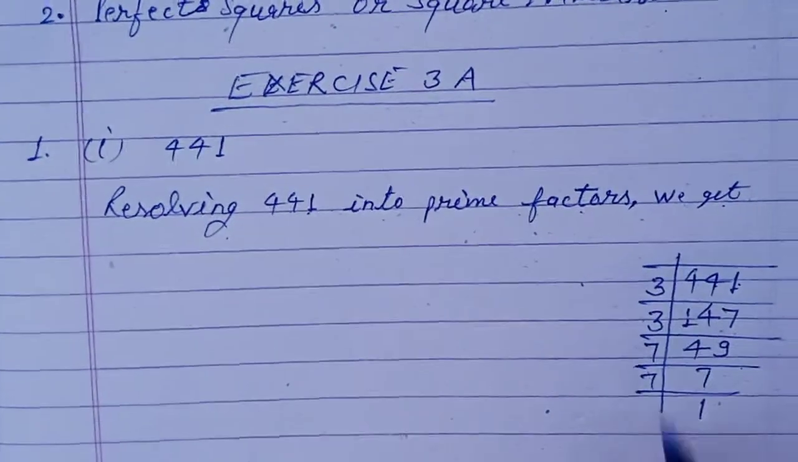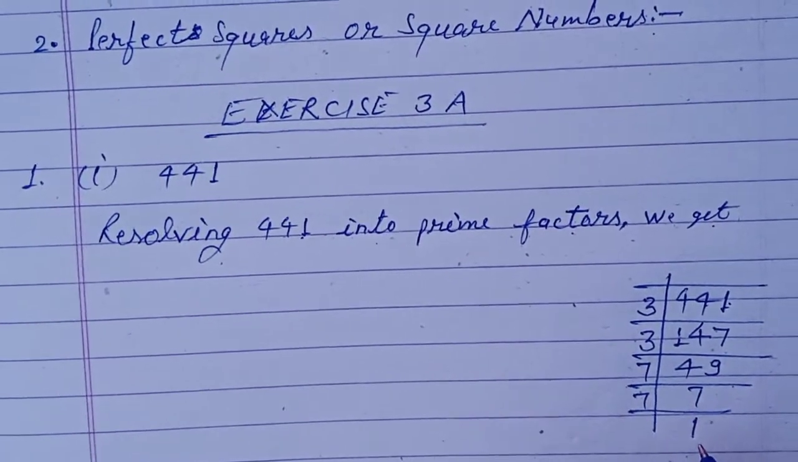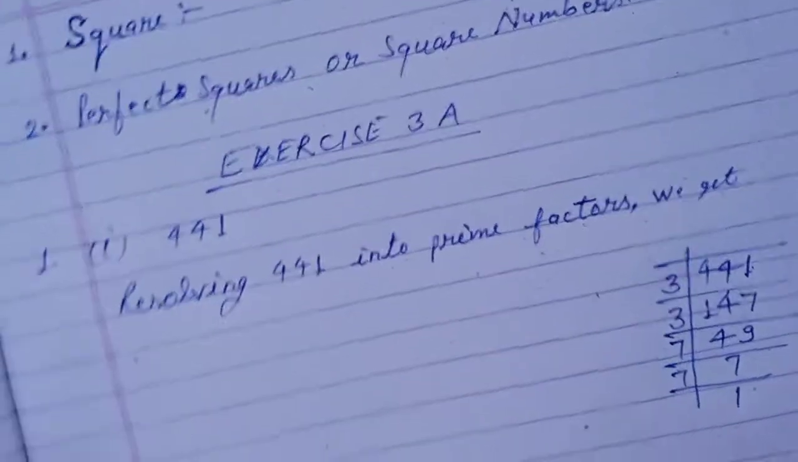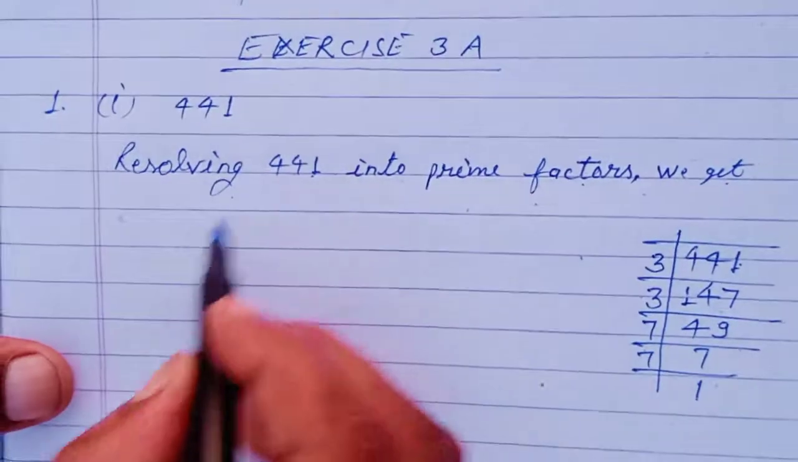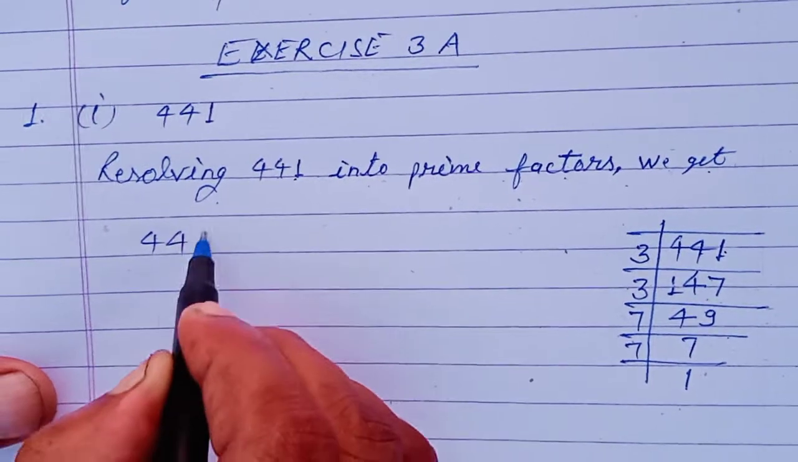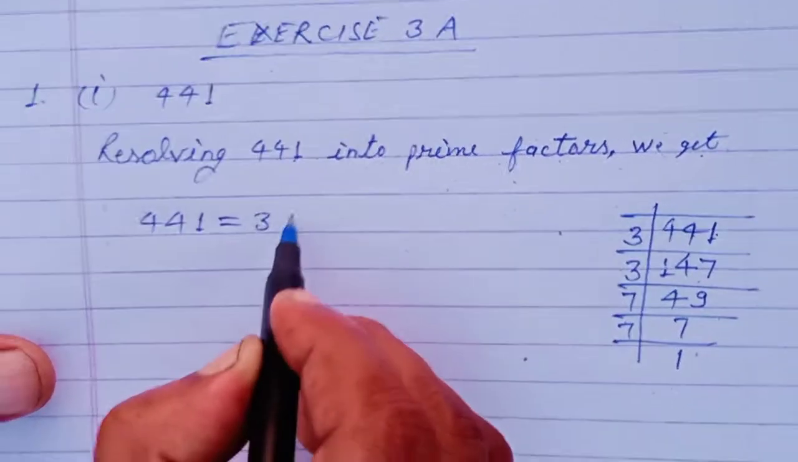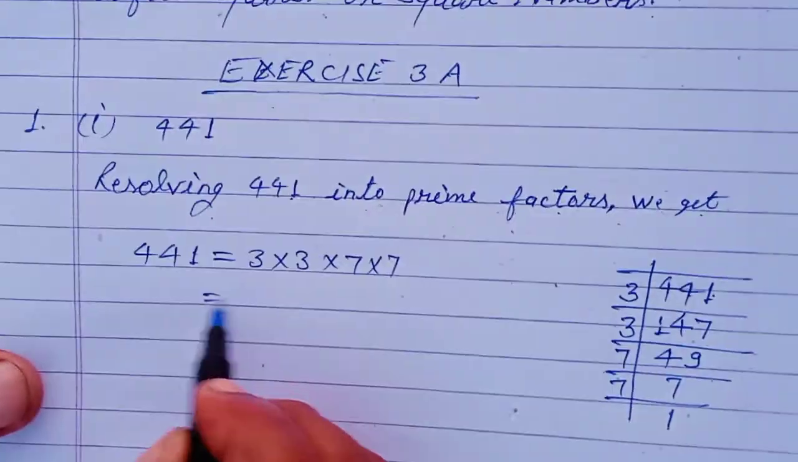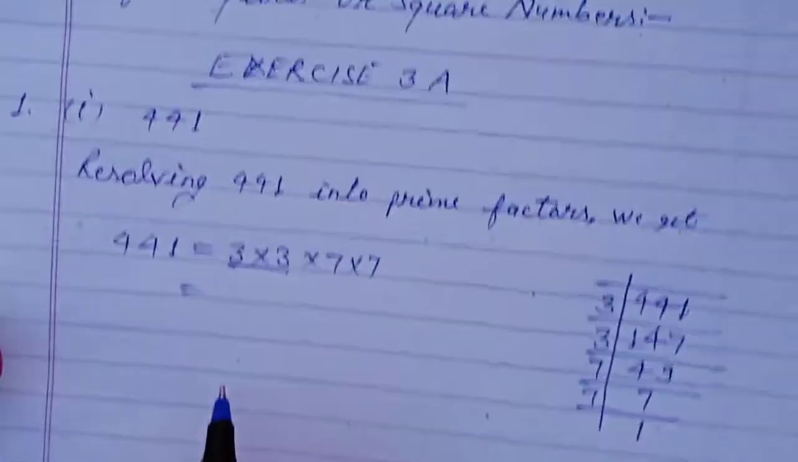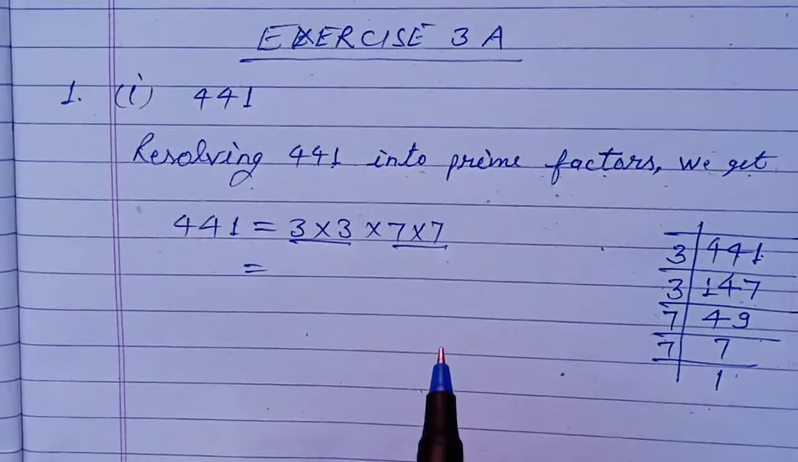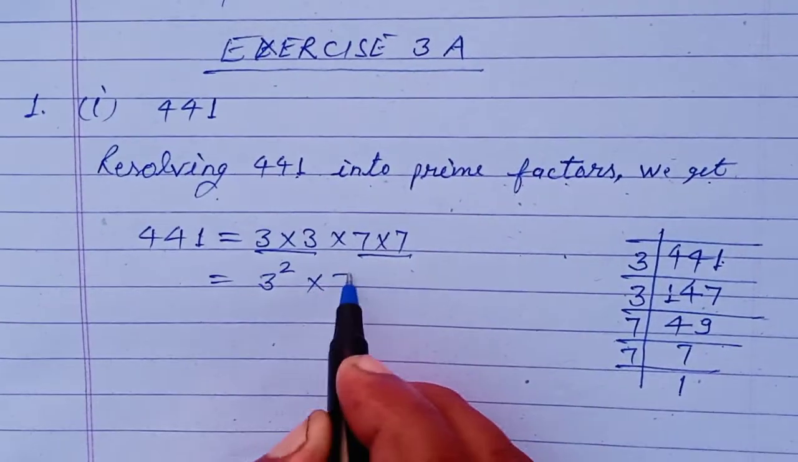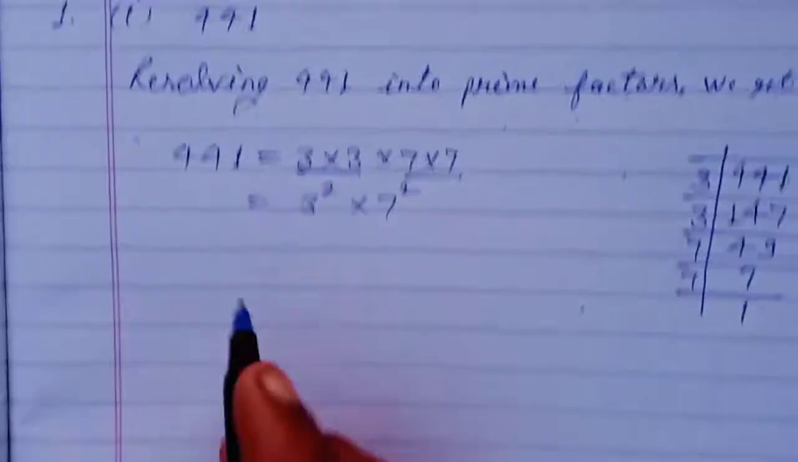So 3 and 7 are prime numbers, which are not divisible by any other number except 1 and the number itself. So this can be written: 441 is equal to 3 multiply 3 multiply 7 multiply 7. Here 3 is in pair, 7 is also in pair. So this can be written as 3 square into 7 square.